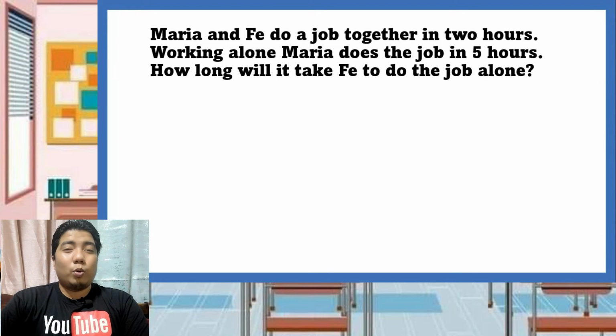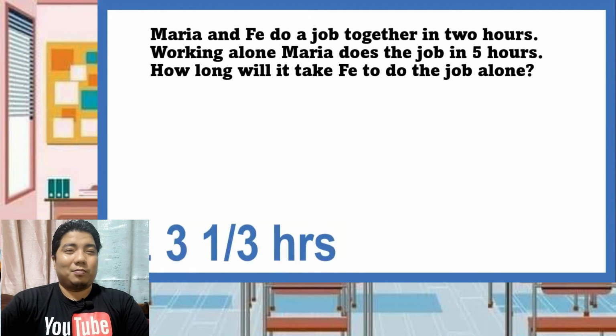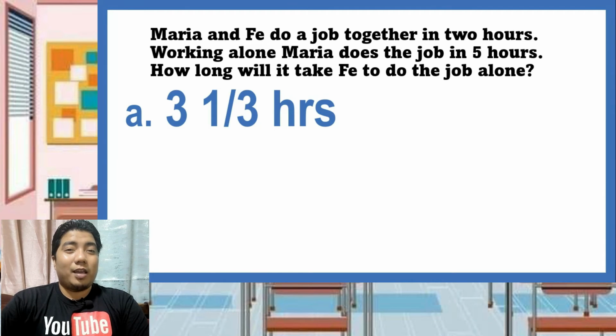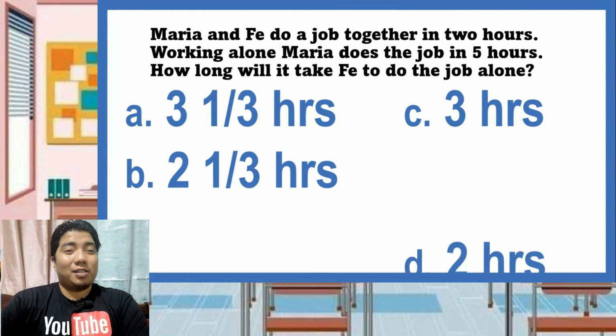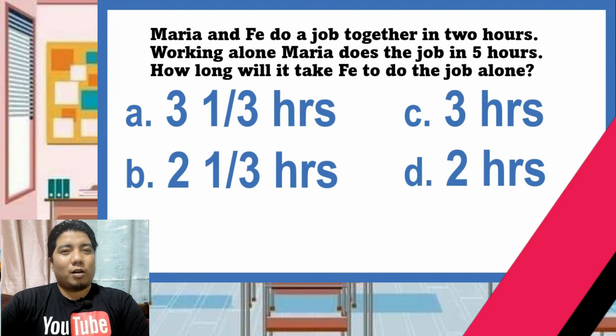Maria and Fe do a job together in 2 hours. Working alone, Maria does the job in 5 hours. How long will it take Fe to do the job alone? Is it A, 3 1/3 hours, B, 2 1/3 hours, C, 3 hours, or letter D, 2 hours?